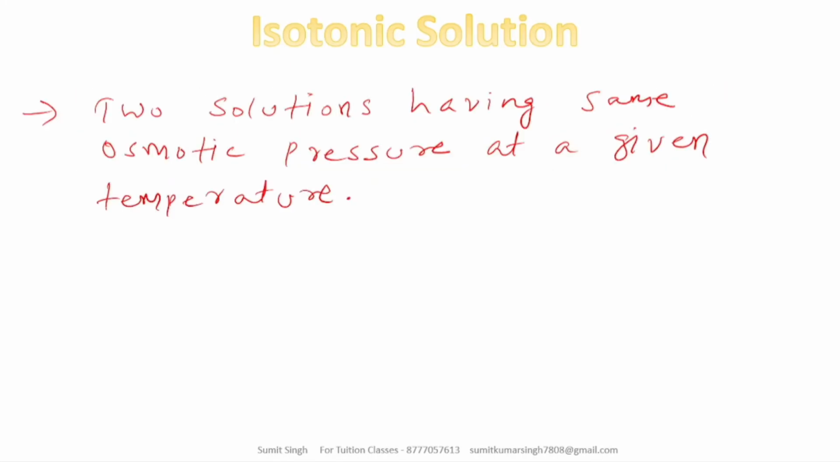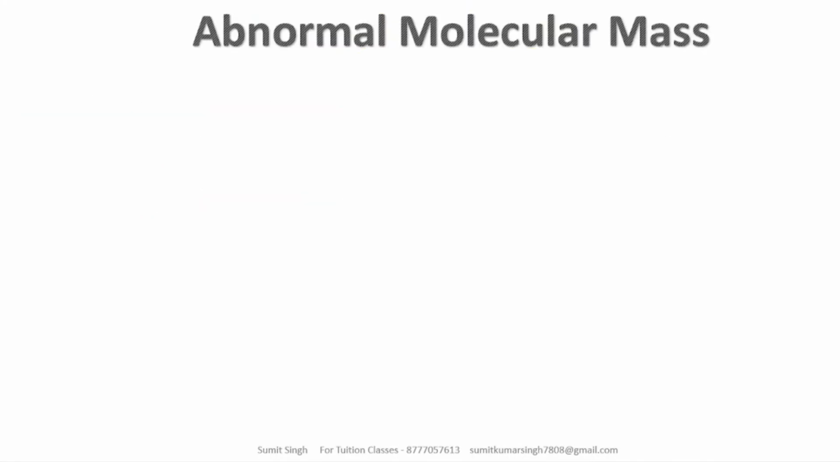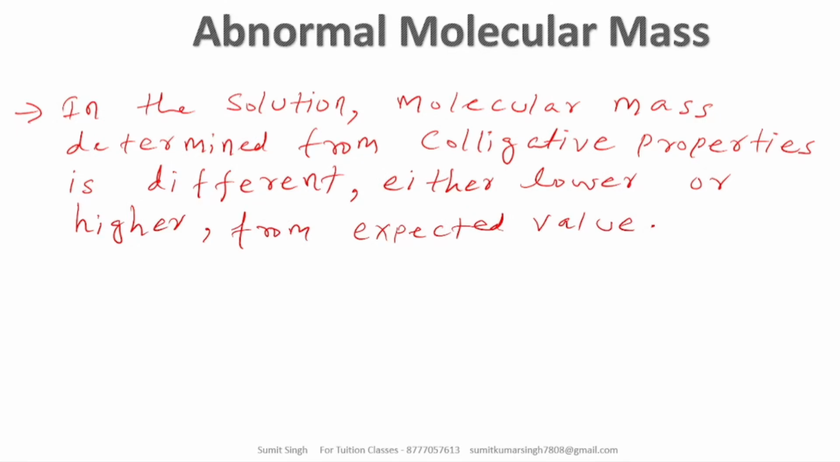After the hypotonic solution, we have the isotonic solution. These are two solutions having the same osmotic pressure at a given temperature. In the next topic, abnormal molecular mass: for substances undergoing association or dissociation in solutions, the molecular mass determined from the colligative property is different from the expected value, either lower or higher. This is known as the abnormal molecular mass.